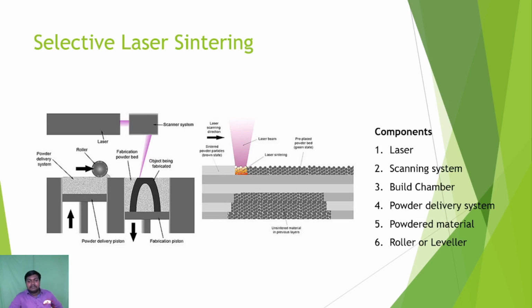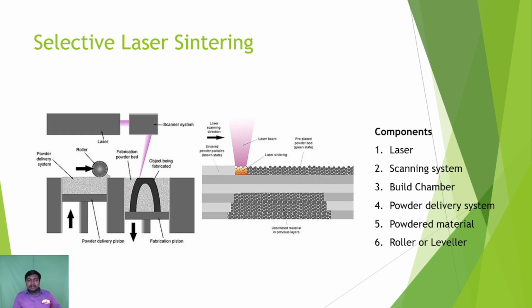The laser beam strikes over the powder. The powder is sintered and forms one layer, and it is surrounded by unsintered material from the previous layer, and it is used as a supporting structure or supporting layer. And one layer is finished. After that, the fabrication piston moves in the down direction, and the next layer is formed based upon the 3D object available in the CAD software.